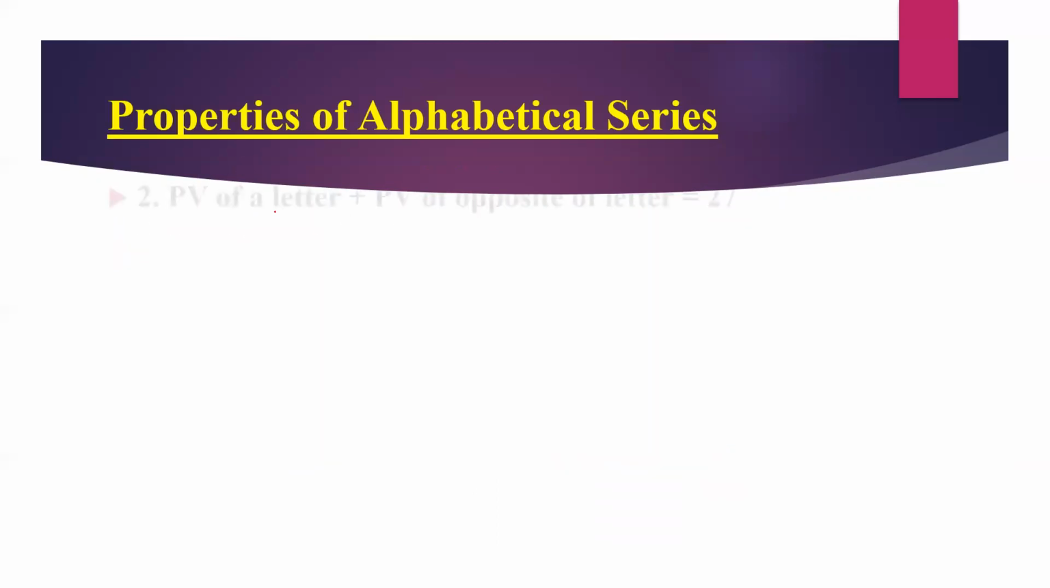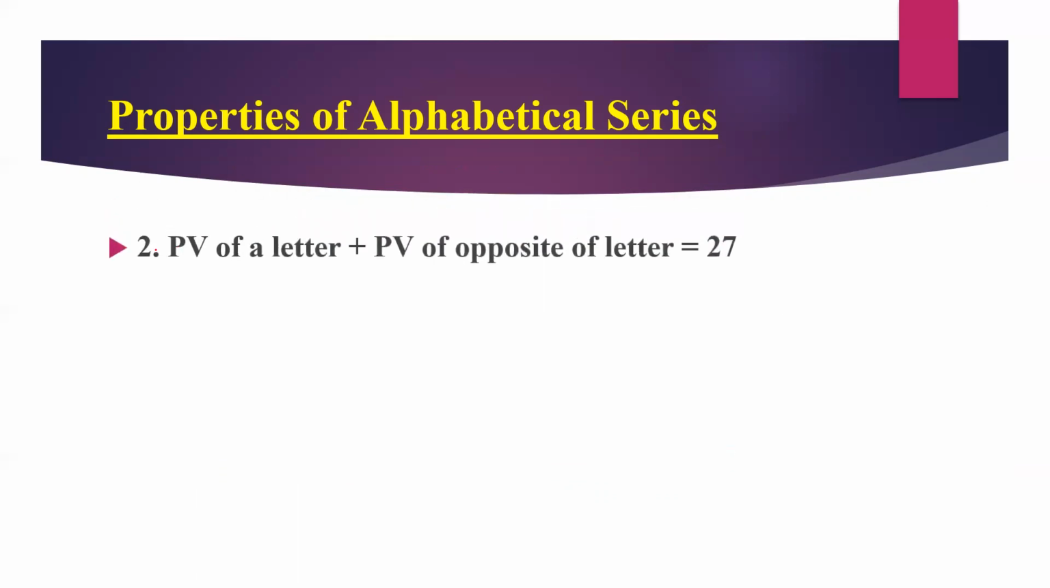Now we will start the second property. What does the second property tell? The place value of any letter and the place value of the opposite of that letter will also be equal to 27. Suppose we are taking letter M. What is its opposite? N. So the place value of M is 13, and the place value of N is 14. And it is equal to 27.